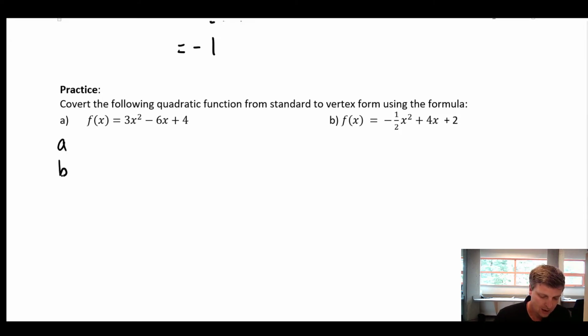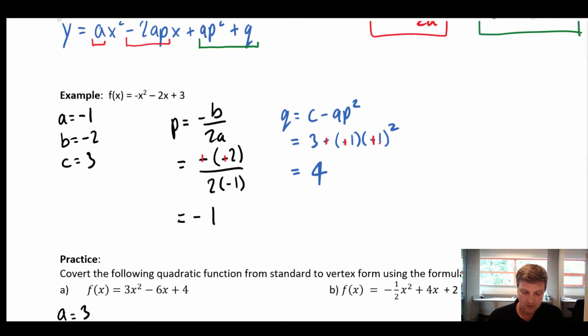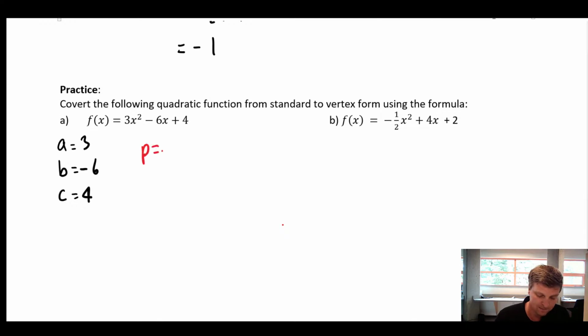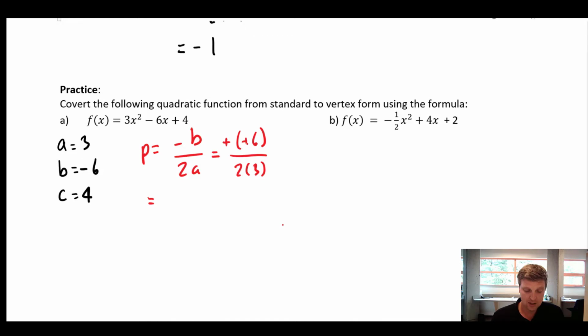Again, I'm going to lay out A and B and C because I can read those right off of this equation here. So I've got 3 for A, I've got negative 6 for B, and I've got 4 for C. Remember that my formula for P is going to equal negative B over 2A. So solving for P, I get negative times negative 6 divided by 2 times 3. Well, negative times a negative is going to cancel. And so I have 6 divided by 6. So that means P is 1.